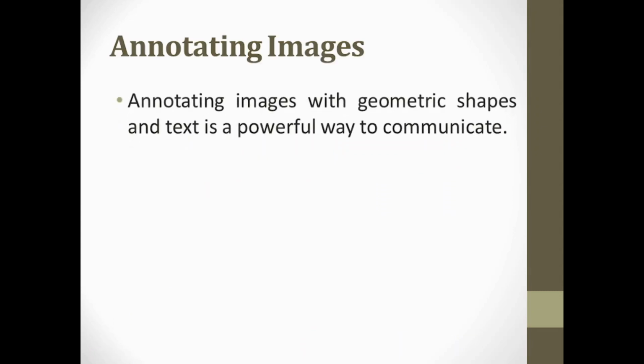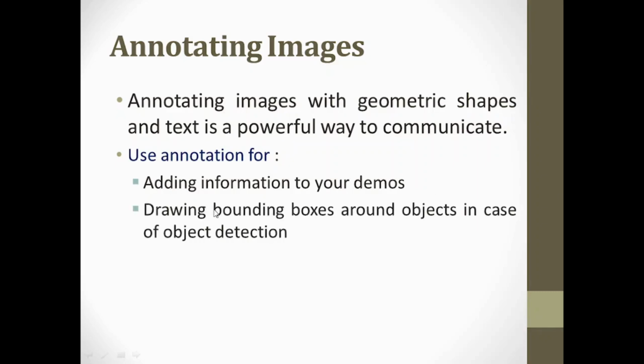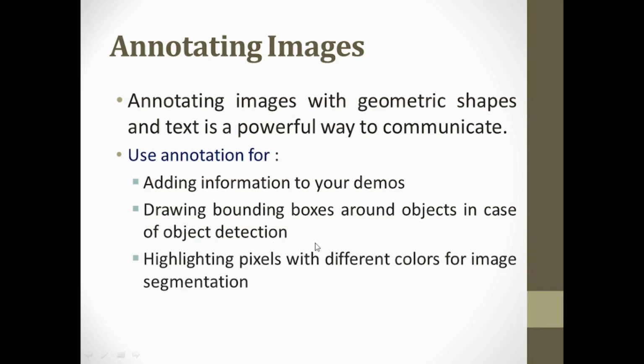Annotating images with geometric shapes and the text is a powerful way to communicate. It helps amplify the information on the images. You can use annotation for adding information to your demos, drawing bounding boxes around objects in case of object detection, and highlighting pixels with different colors for image segmentation. So here we will see how to annotate images using the various drawing functions in OpenCV.